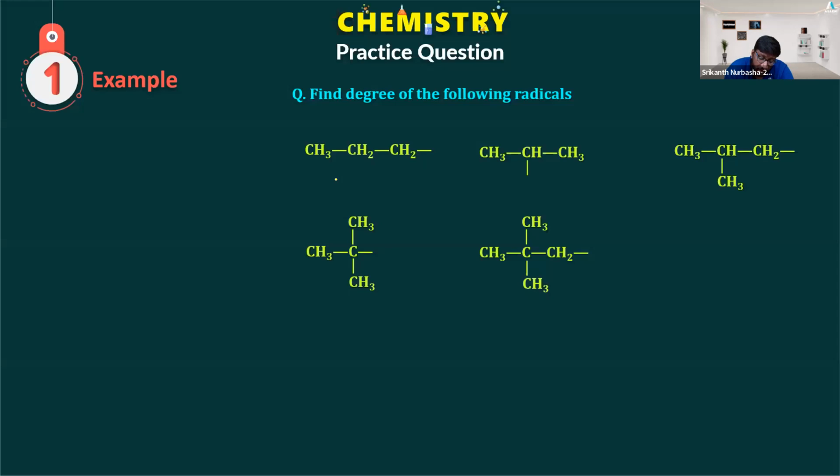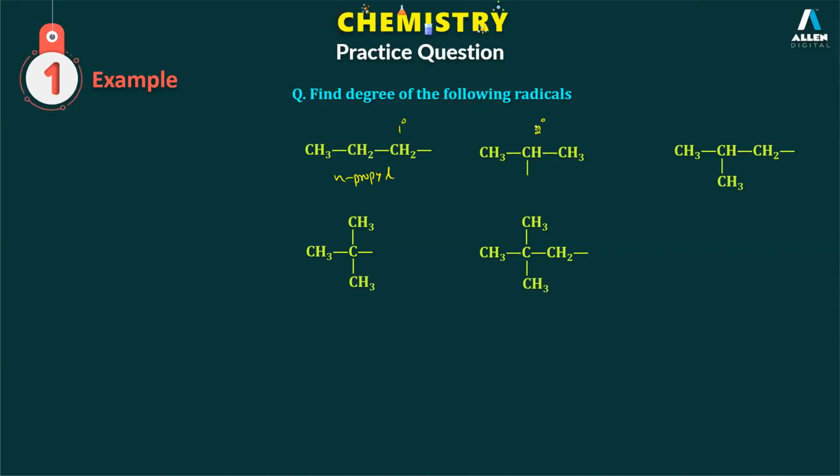n-propyl. And what is the degree? This particular carbon is connected to only one more carbon, so you can say primary. Next, CH3, CH, CH3: the carbon is connected to two other carbons. We don't know what substitution is there, so with respect to carbons connected, we have to mention it. It is secondary. And what is the name of this radical?